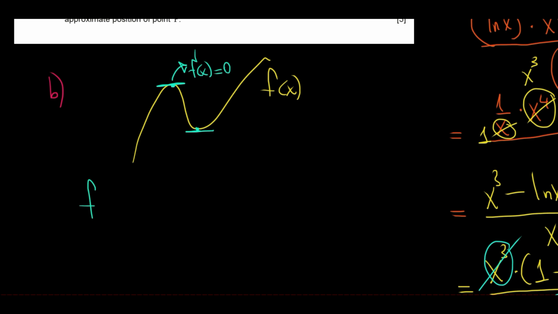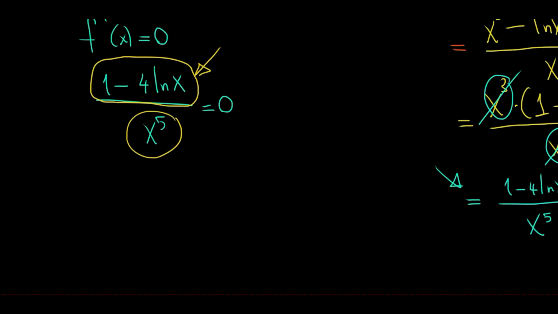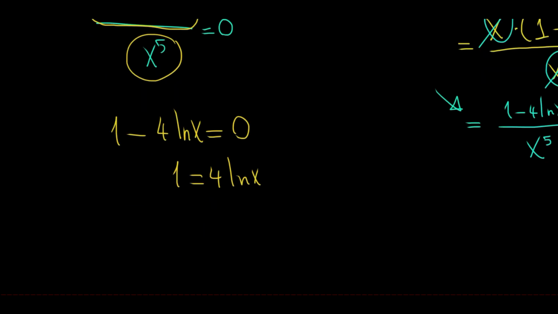So f derivative of x equals 0 implies that 1 minus 4 ln x over x to the power 5 equals 0. Now we know that division by 0 is undefined, so the only way to make this division equal to 0 is to have the numerator equal to 0. So we're going to do 1 minus 4 ln x equals 0, which means 1 equals 4 ln x, and ln x equals 1 over 4.